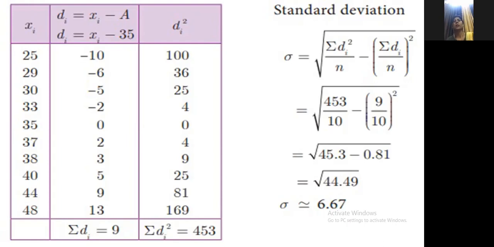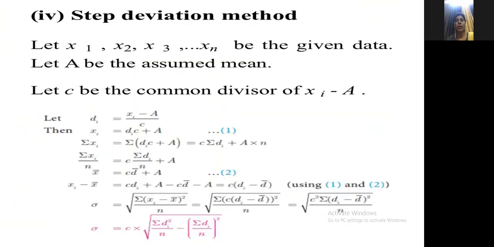Let's understand the next method. We have discussed the mean method and the assumed mean method, and now let's understand the most important one, that is the step deviation method. In this method, we use the assumed mean for the deviations, but along with that, we also use the class intervals which are given in the data, for finding the deviation of the given data.